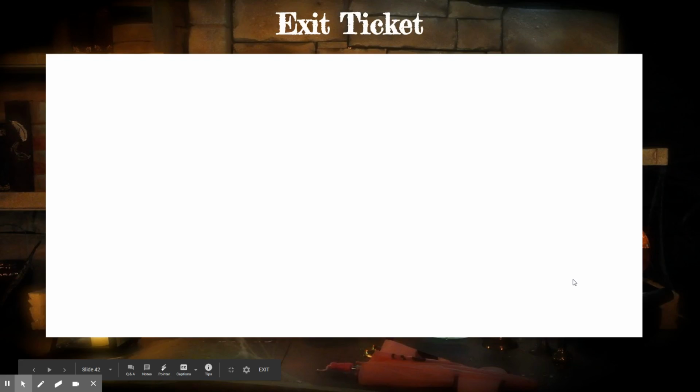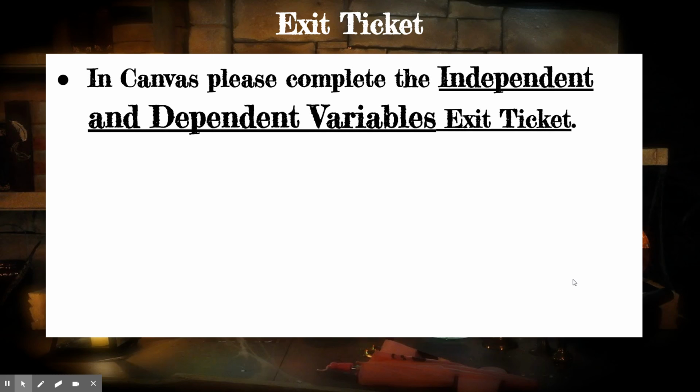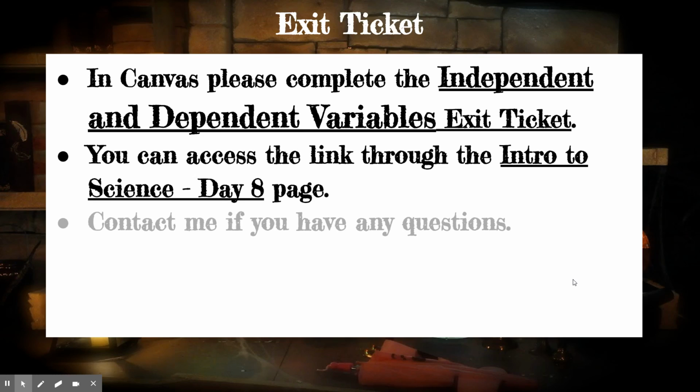So I hope you guys have more insight and got the hang of identifying independent and dependent variables within a hypothesis. As of right now, just go to Canvas and complete that independent and dependent variable exit ticket. You're going to be telling me which one is easier for you to identify and why. You can access the link through the Intro to Science Day 8 page under Independent Dependent Variables. If you have any questions, please let me know.